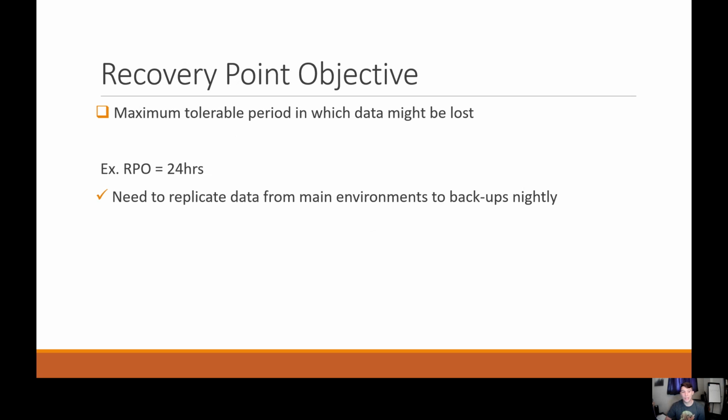The recovery point objective is the maximum tolerable period in which data might be lost in the situation of a major incident happening. An example would be, your RPO is 24 hours. You should back up your data at least nightly. If it's 24 hours, you're going to back it up nightly so that all of the data that you're currently using throughout the day is backed up and archived on both the primary and the alternate servers so that you can actually access it correctly.